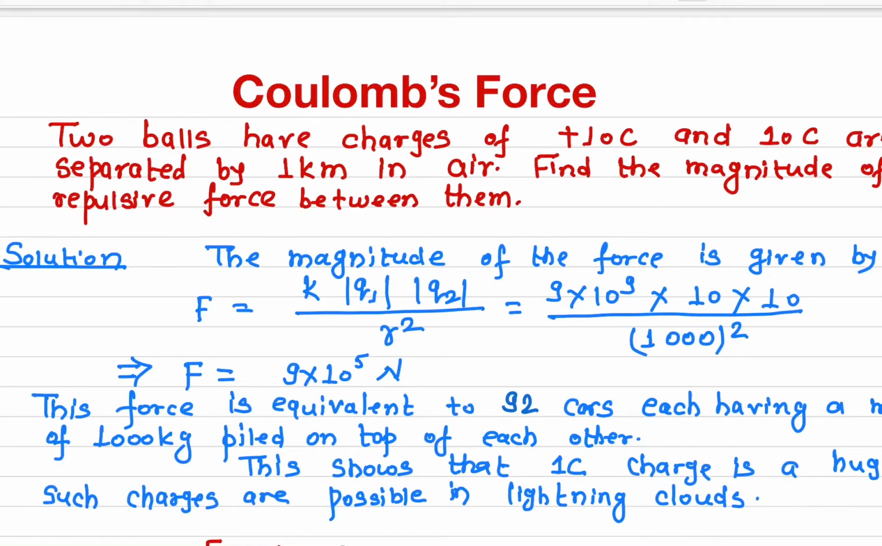Whenever we rub one object against another, the charge usually appears in the form of nanocoulomb, or at most microcoulomb. If there is a 10 Coulomb charge, that means there will be a huge repulsive force.